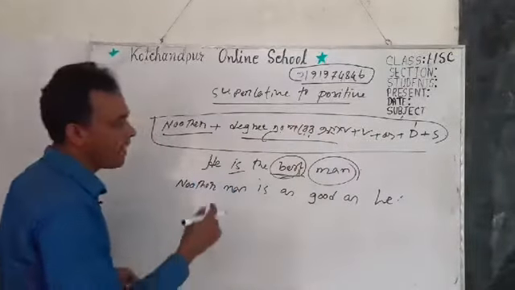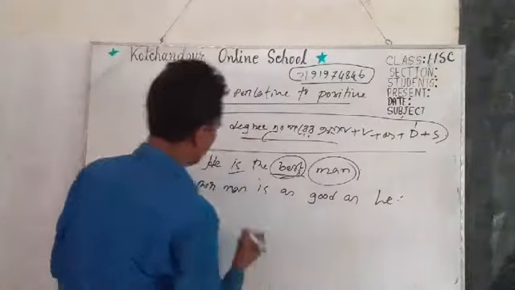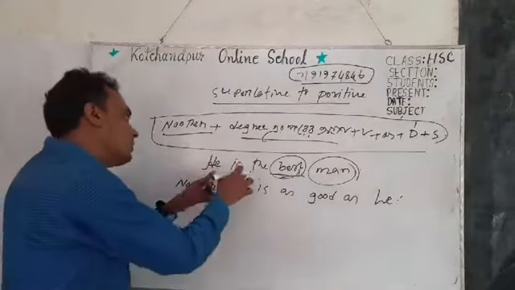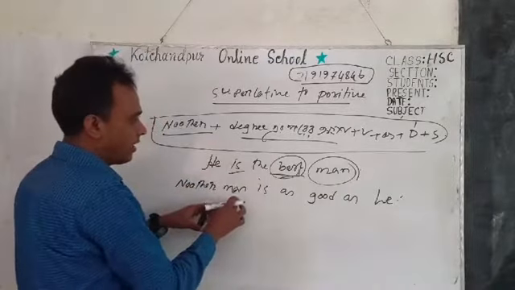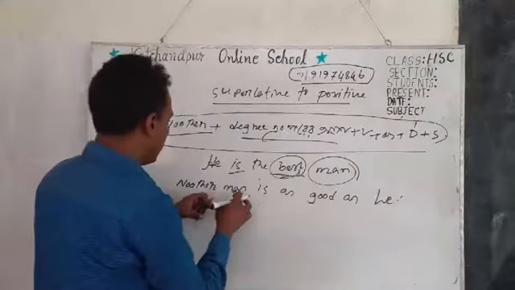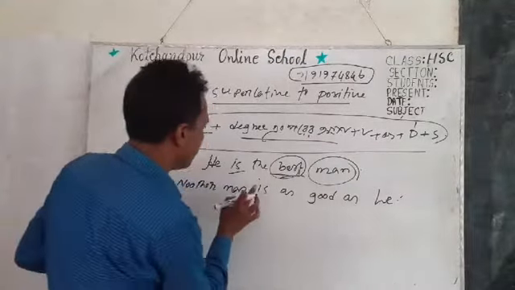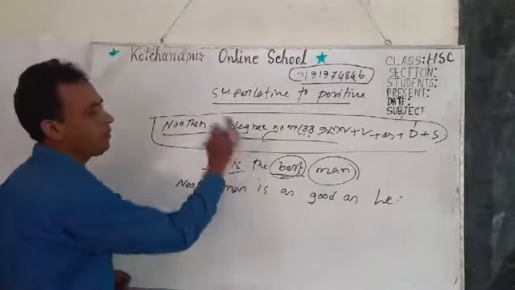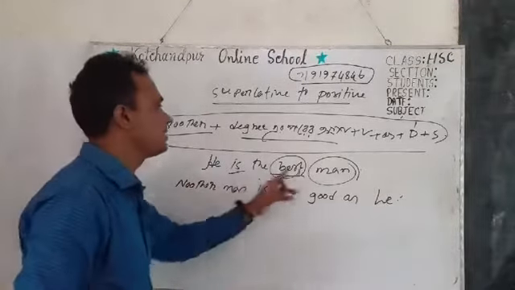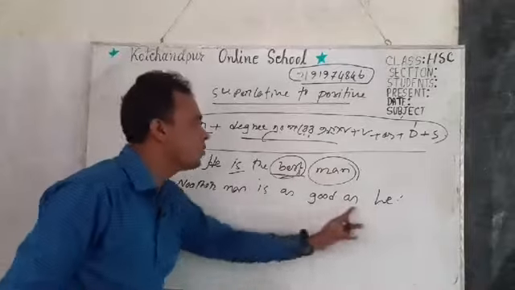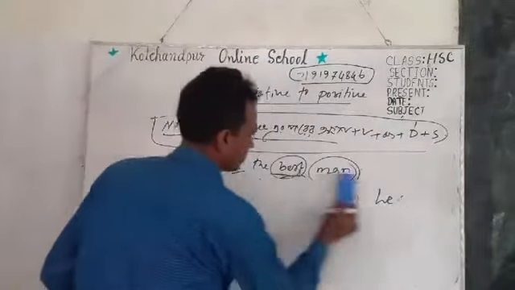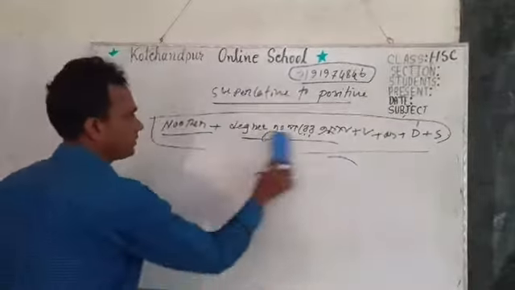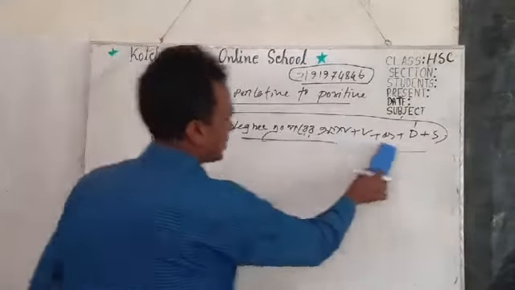No other man is as good as he. He is the best man. This means the words of the sentence follow the last sentence. On the other hand, the last sentence follows the above sentence. So: he is the best man. No other man is as good as he.